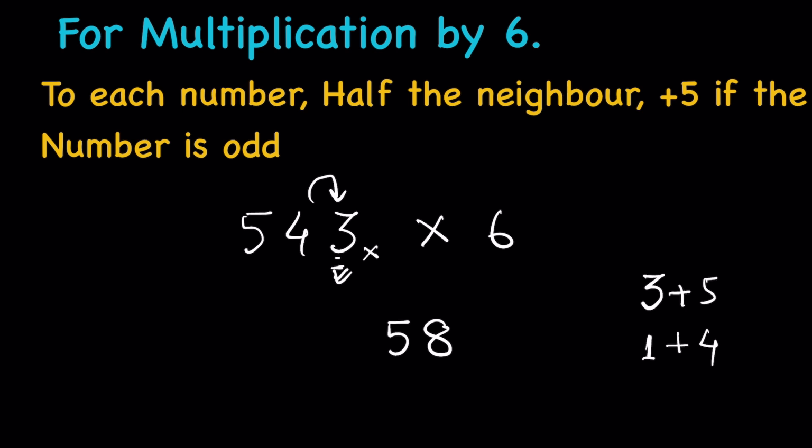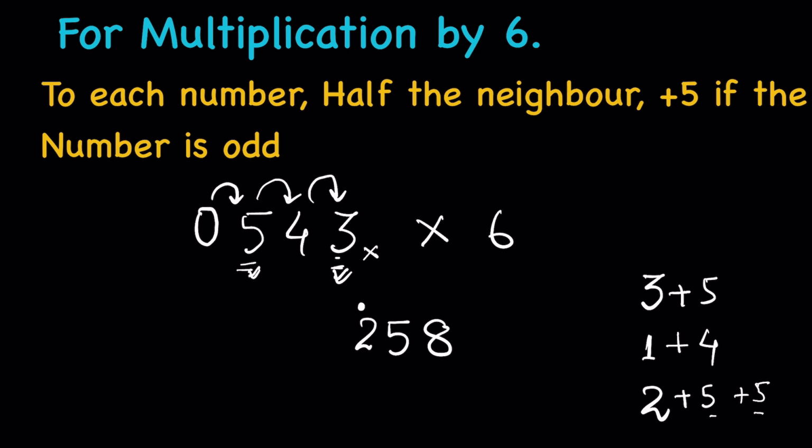Next, the neighbor of 5 is 4. Half of 4 is 2. But 5 is an odd number, so we add 5 to it. And then the number itself will be added. So plus 5. So 5 plus 5 is 10, plus 2 is 12. So we write 2 of 12. 1 is carryover. For the carryover, we just write a dot here. That means there is one carryover. Then we write a 0 here.